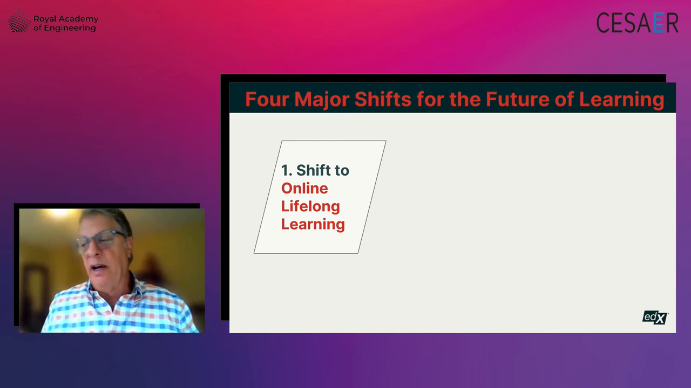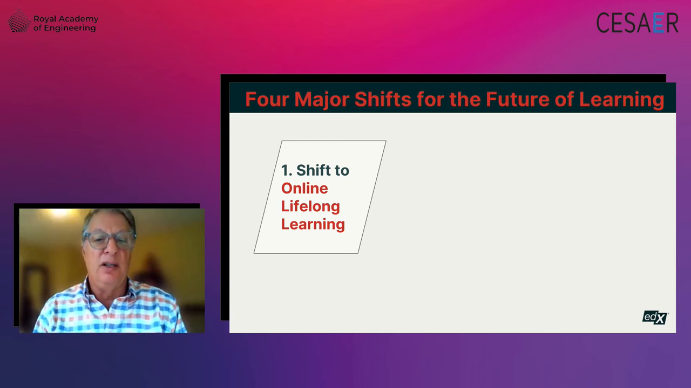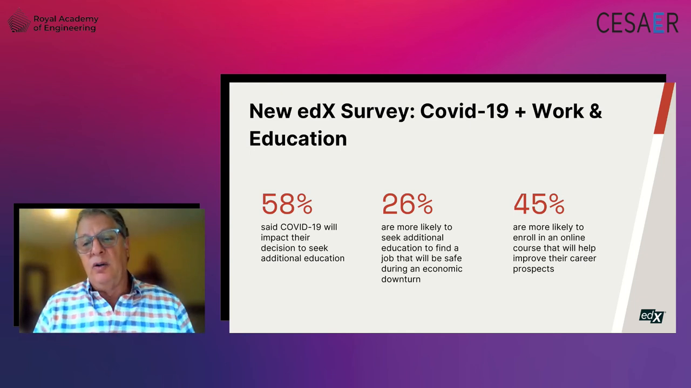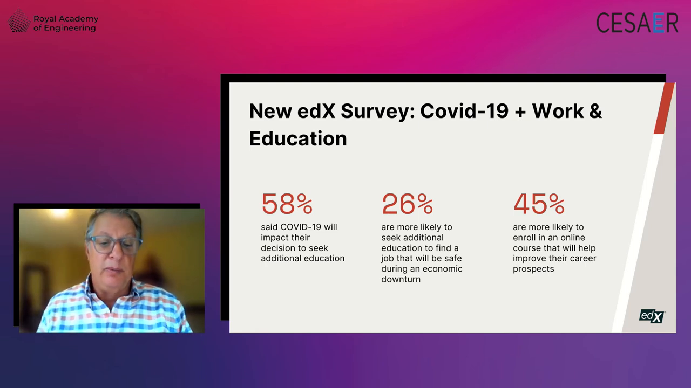So, four major shifts for the future of learning over the next 30 years. One is online lifelong learning. Next. This is the survey that we did, and the most interesting number there for me is the 45%. They're more likely to enroll in an online course to improve their career prospects.